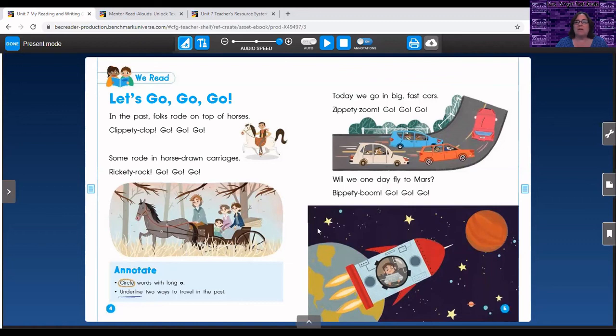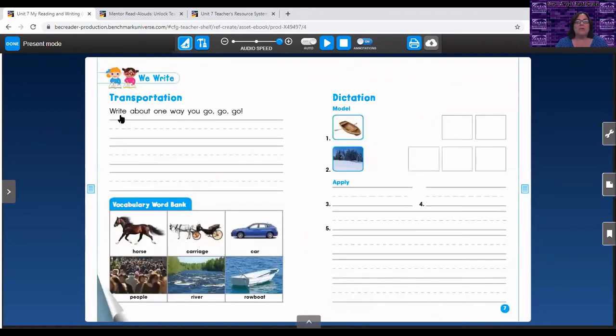Then after you read the whole thing, your job is to write about one way you go, go, go. What way do you travel now? And here's a word bank. Is it car, rowboat, river, carriage, horse? And you can write about a way you travel that's not in the text. That's okay. All right, so I'm going to be looking to see who does their work. I can see when you're finished on Benchmark, and I will let you know when I see that you've done a great job. All right, do your best.